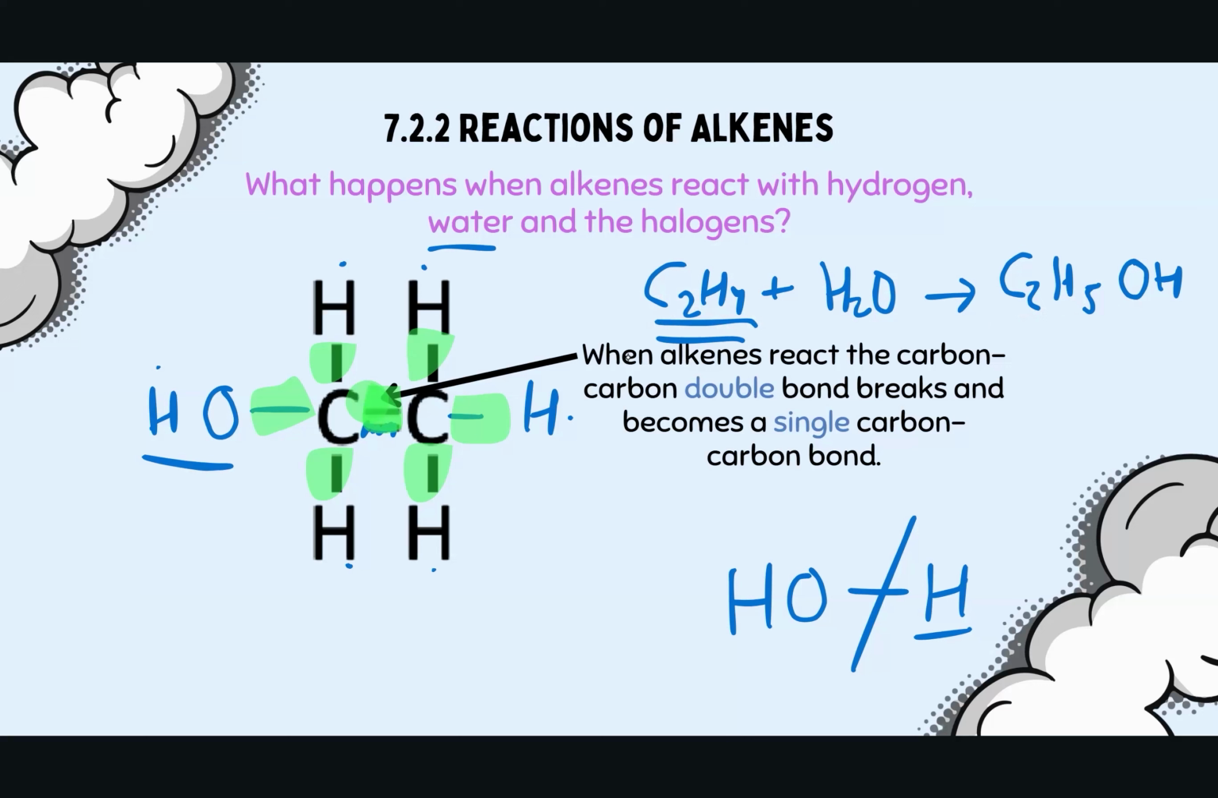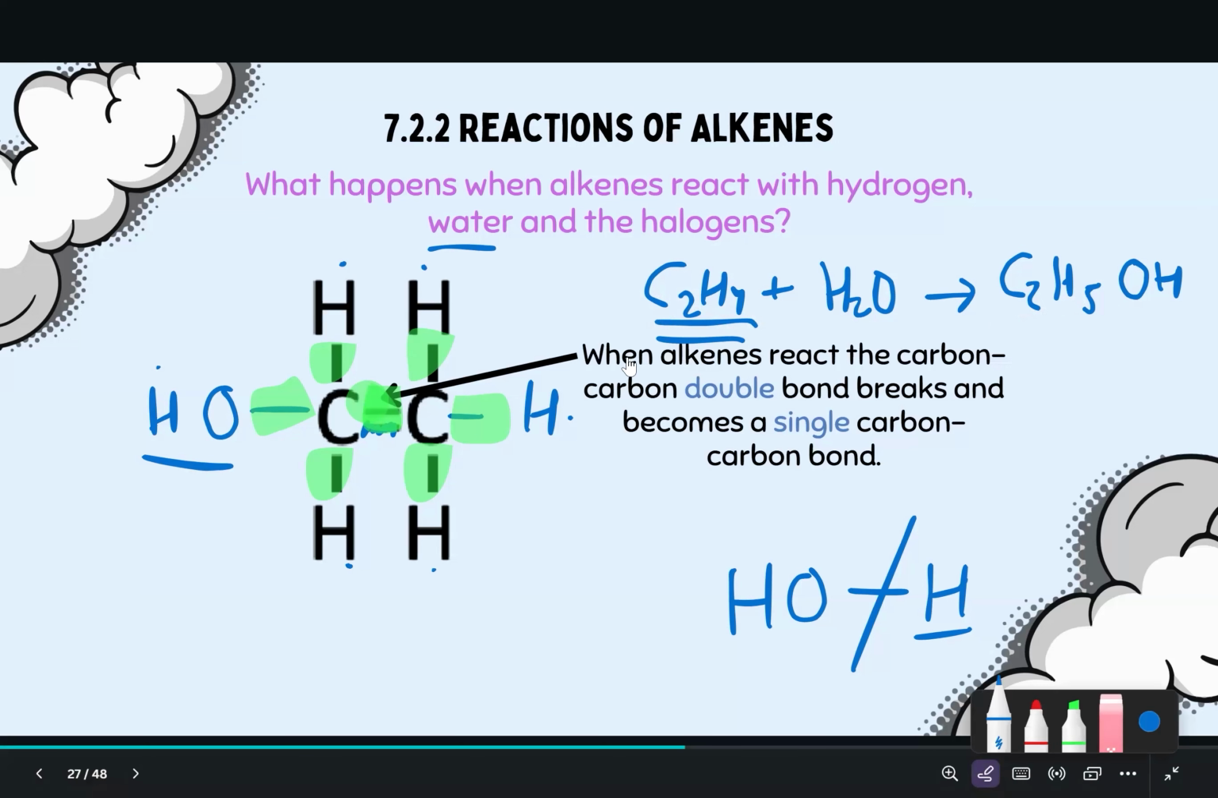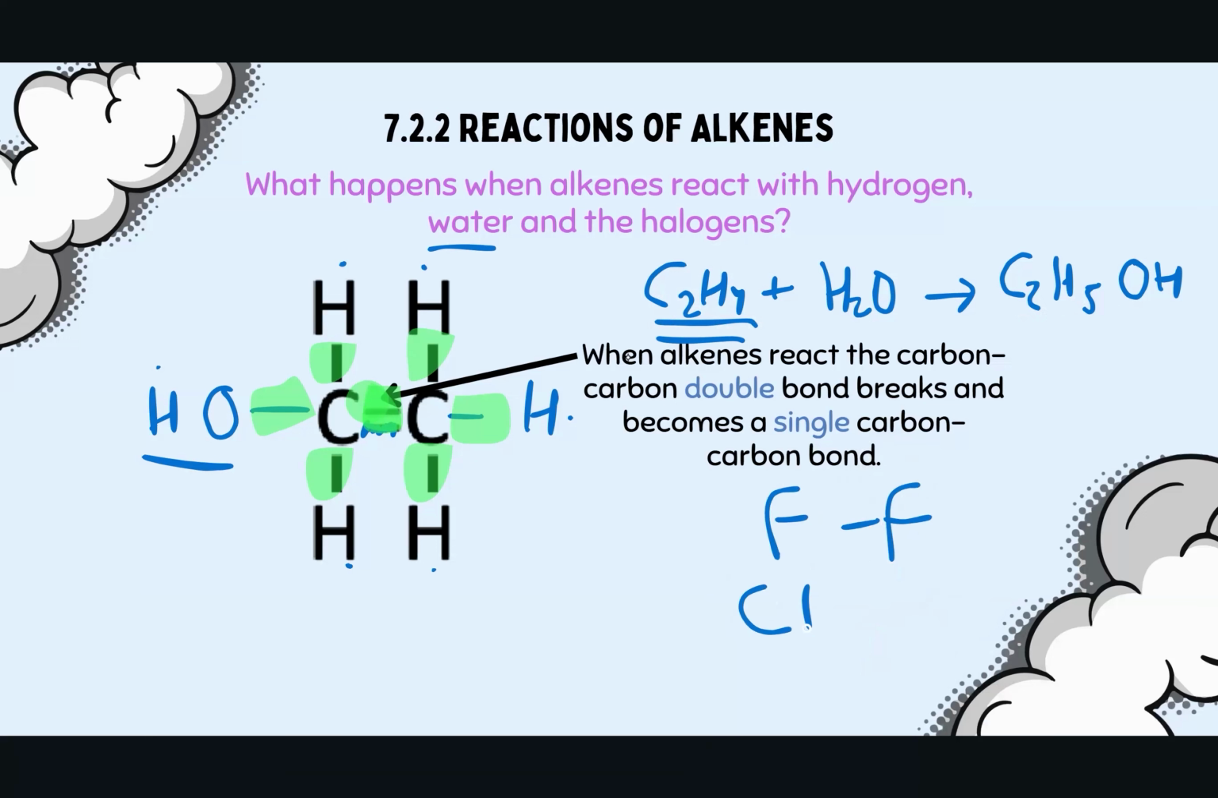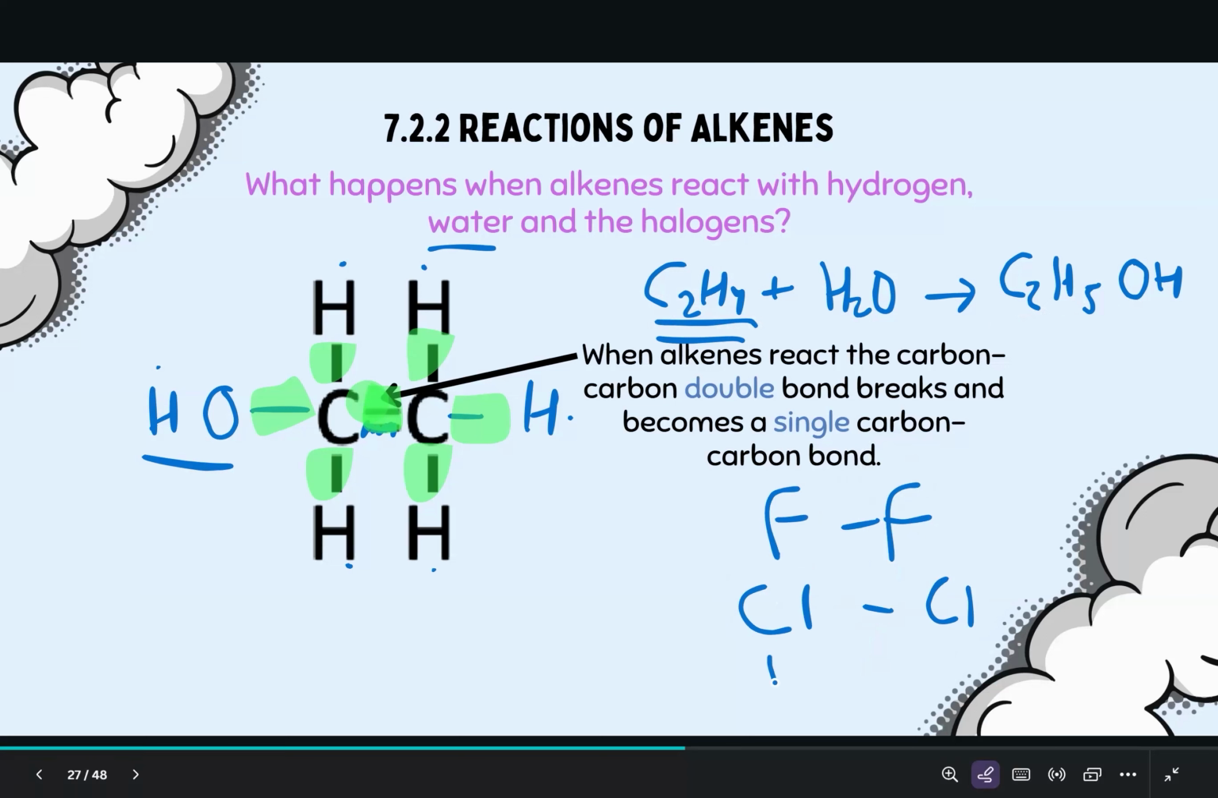Okay, now let's do the halogen one. The halogen one I've actually already shown you when I was showing you bromine. The only difference is it could be 2 fluorines, 2 chlorines, or 2 bromines like we just showed. Okay, I hope that makes sense.